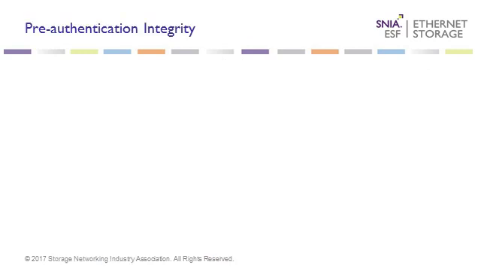Then we built this thing called Pre-authentication Integrity. This is very new to SMB 3.1.1, and it is an additional man-in-the-middle protection for the attack where you are trying to stop somebody from downgrading capabilities. Okay, so what are capabilities?